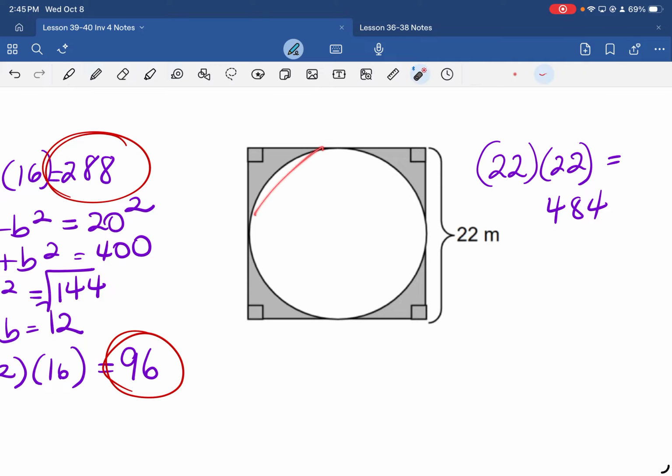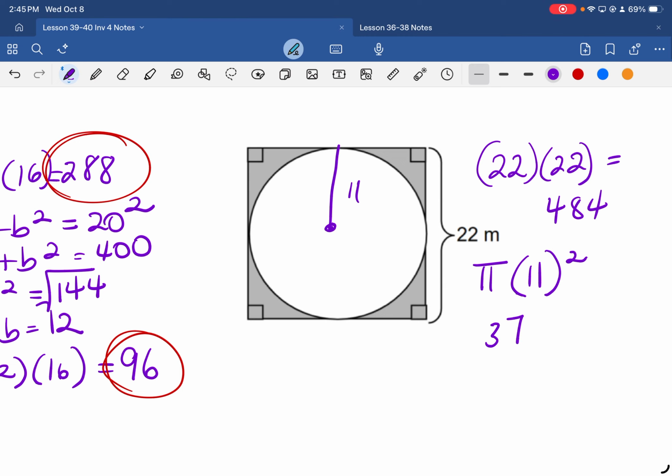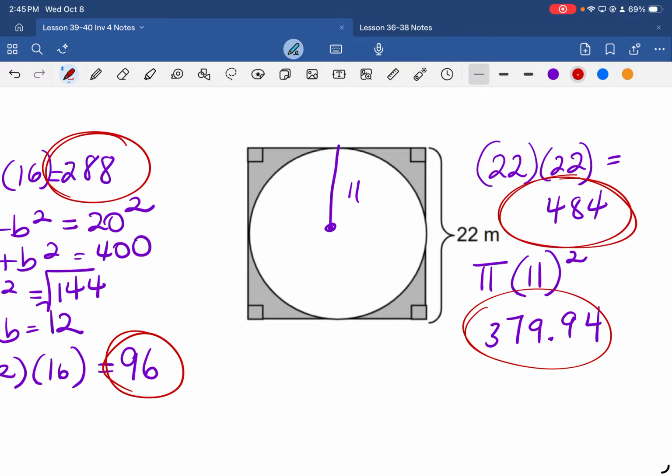Now we need to find the area of the circle. Well, we know half of 22 is 11. So there's my radius. So pi r squared, which is 11 squared. Punch that in, you're going to get 379.94. So we're going to take the area of the square minus the area of the circle, and we're going to get 104.06 meters squared.